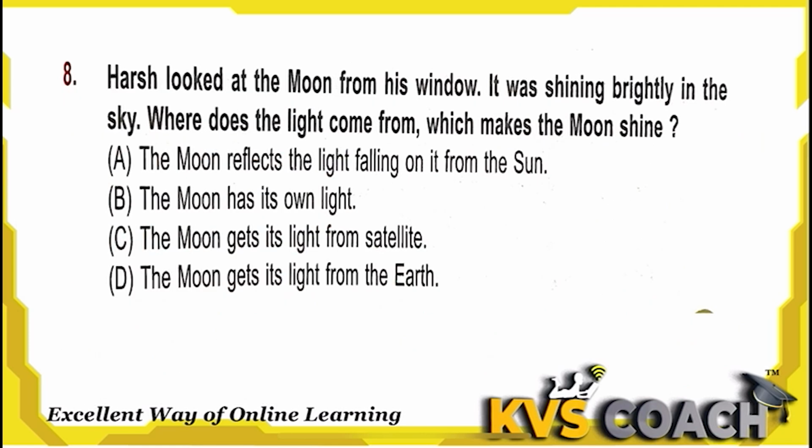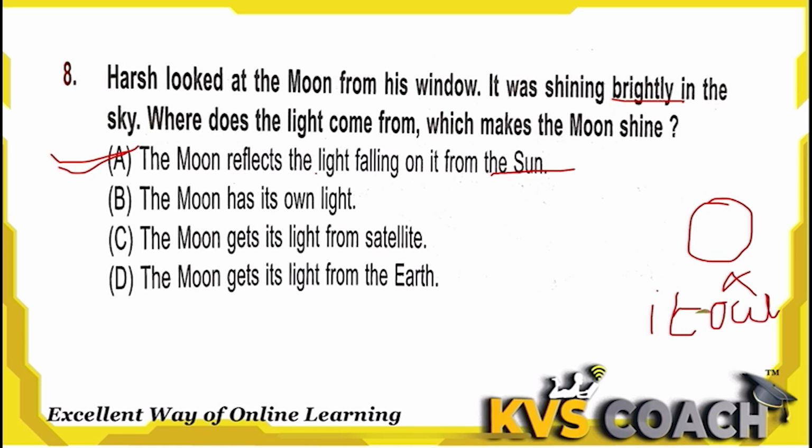Next question is, Harsh looked at the moon from his window. It was shining brightly in the sky. Where does the light come from which makes the moon shine? Yes, option A, the moon reflects the light falling on it from the sun. This is absolutely right. Look, the moon doesn't have its own light.